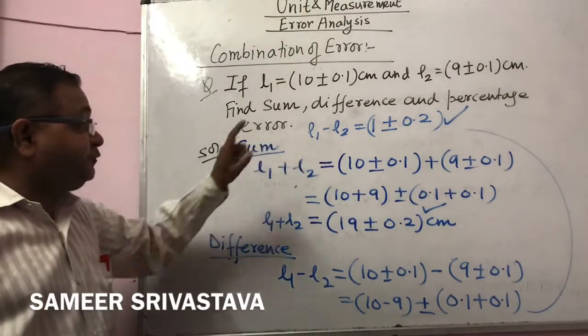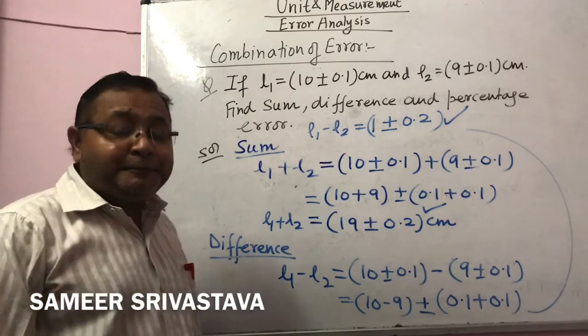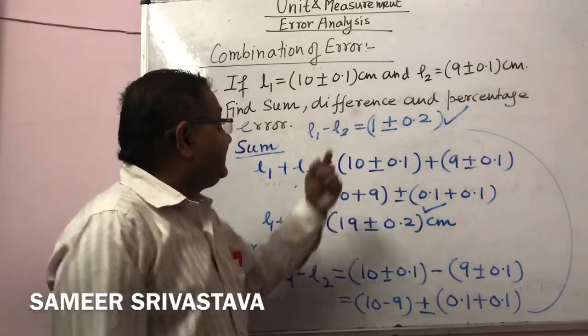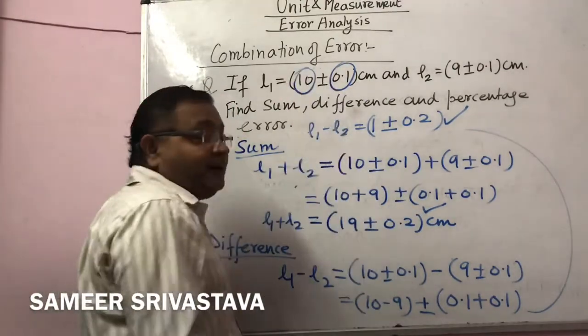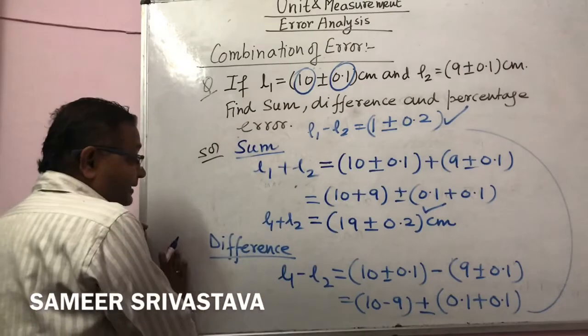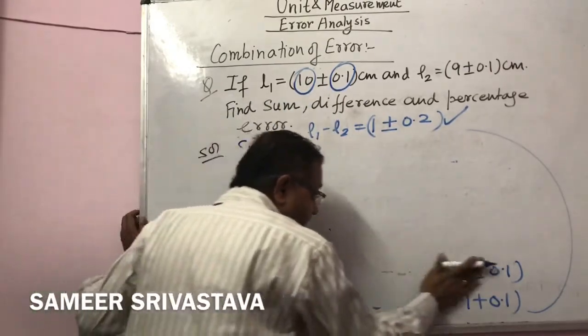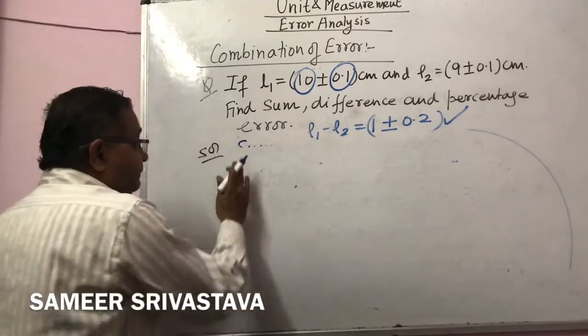Now lastly we have to find the error. Error is what? Error is mean absolute value upon mean value. So in this case you have to check, this is the mean absolute value, and this is the mean value. So we have to find the error. Now third case, error. How can you find the error? Now I am going to write the percentage error.